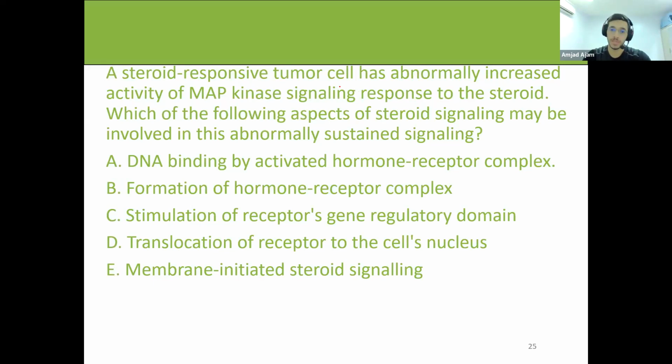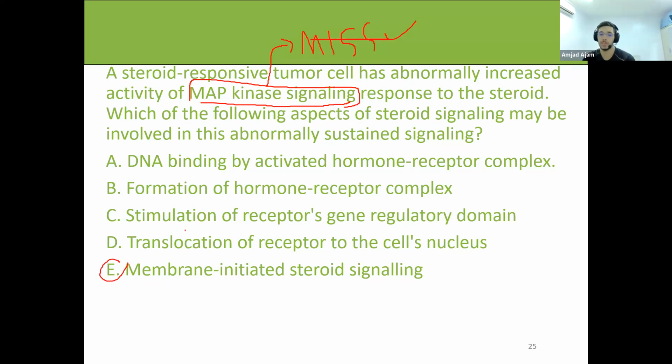A steroid-responsive tumor cell has abnormally increased activity of MAP kinase signaling. Okay, so what comes to your mind here when you read MAP kinase? Is it MIS or NIS? When you read MAP kinase, now you know it's a MIS and not NIS, so it's membrane initiated. Remember the rapid response one. Which of the following aspects of steroid signaling may be involved in this abnormally sustained signaling? So no need to read all this. Just know that this is MAP kinase signaling. Now you know it's a MIS, so you will choose the membrane initiated. And that's it for this question.